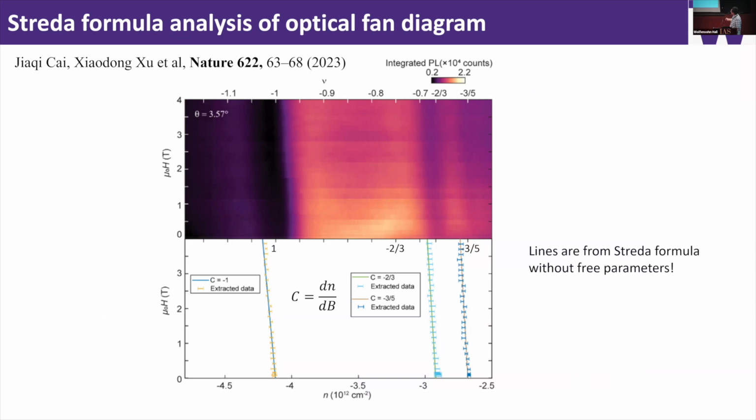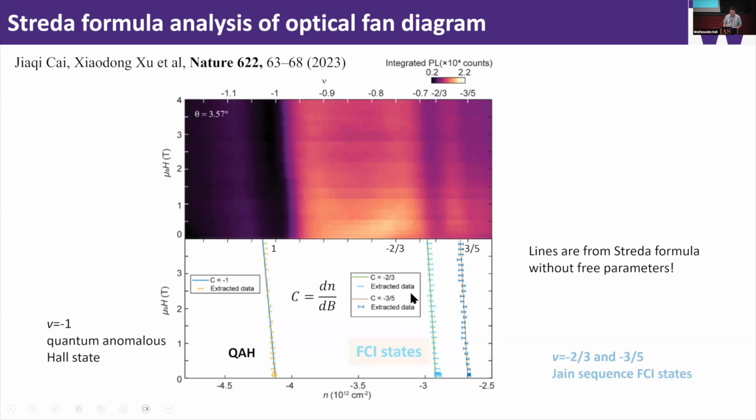and compare them with the expected dispersion curve from the Streda formula. This is the straight line here. So they match really well. This gives us the signature that at filling factor -1, we do have this quantum anomalous Hall state, and at filling factors -2/3 and -3/5, we have this fractional Chern insulator state.